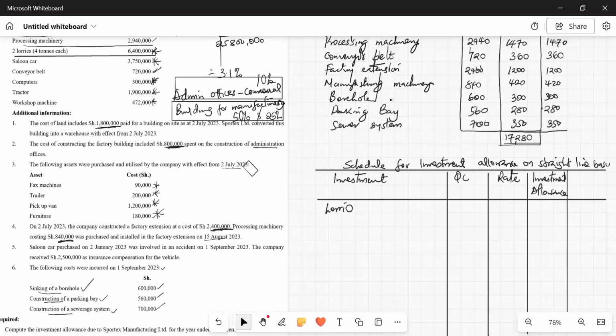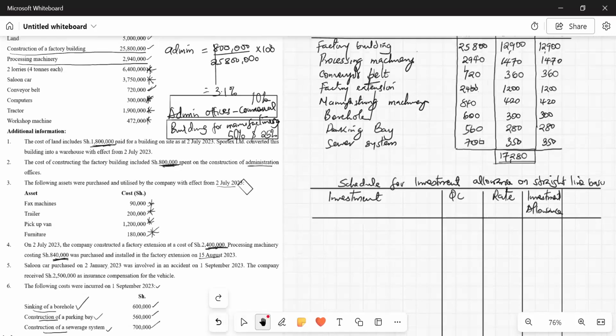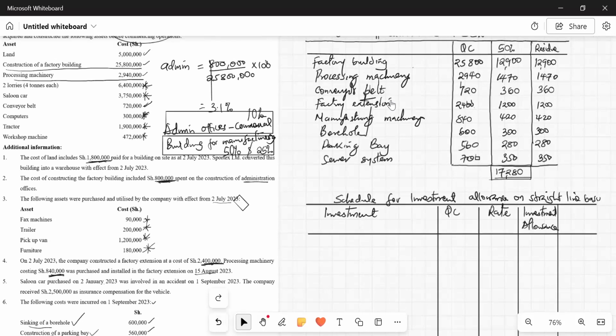Sorry, before I go to the lorries, I'm forgetting that. The assets which have qualified for one-off allowance still qualify for the one for straight line basis. And they are the first ones which I like bringing first, just to ensure that I don't forget them. Factory building. So what is the qualifying cost? The remaining amount here, the residue, is the qualifying cost.